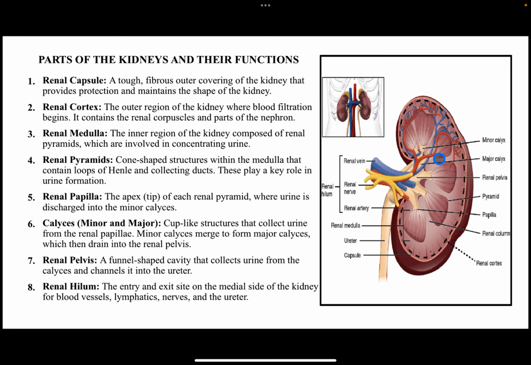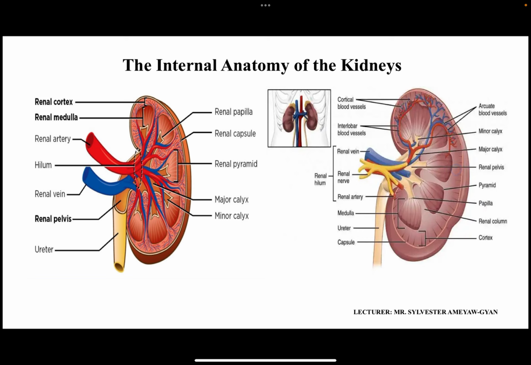So if you look over here, you see the minor calyx is over here, the major calyx is over here, then all the major calyxes will join the renal pelvis. Is that okay? Basically, this is the gross anatomy of the kidney. Now let's move on to the next slide. This is also showing the gross anatomy. When we say gross anatomy, it's just the same as the internal anatomy of the kidney. So this slide is also showing the internal anatomy of the kidney.